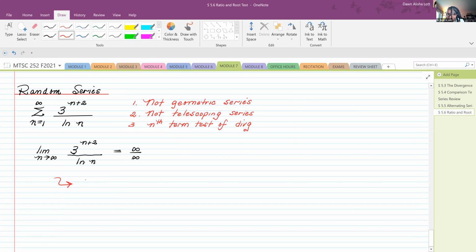3, the limit as n approaches infinity, the derivative of 3^(n+2). Well, the 3 squared I can take out. And the derivative of 3^n is 3^n natural log of 3. And the derivative of log n is 1 over n.